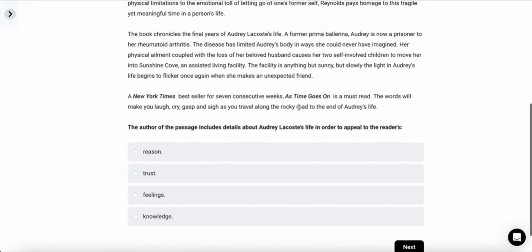The thing that most sticks out would be the words will make you laugh, cry, gasp, and sigh. It seems like the author wants to show that this book causes a lot of feelings. It stirs up a lot of feelings. So the correct answer would be feelings here.